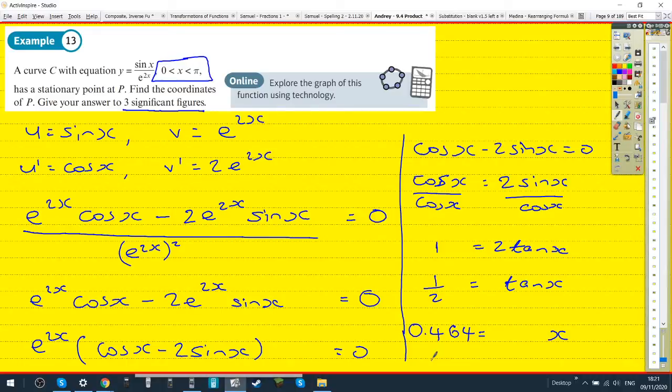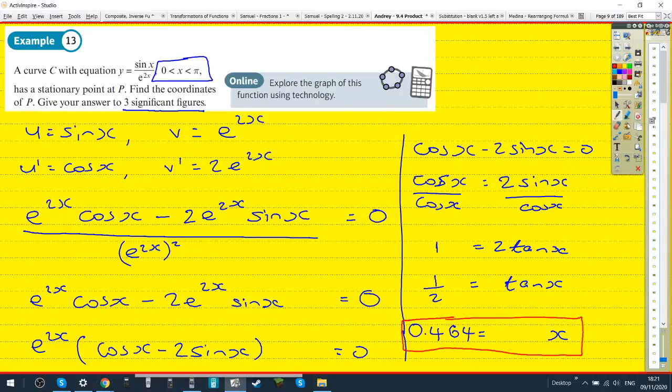How do you get the second answer for tan? Is that by doing pi plus 0.464? Yep. Will that be bigger than pi? Yeah, it will be. So it will be outside the range, and so that's our answer.